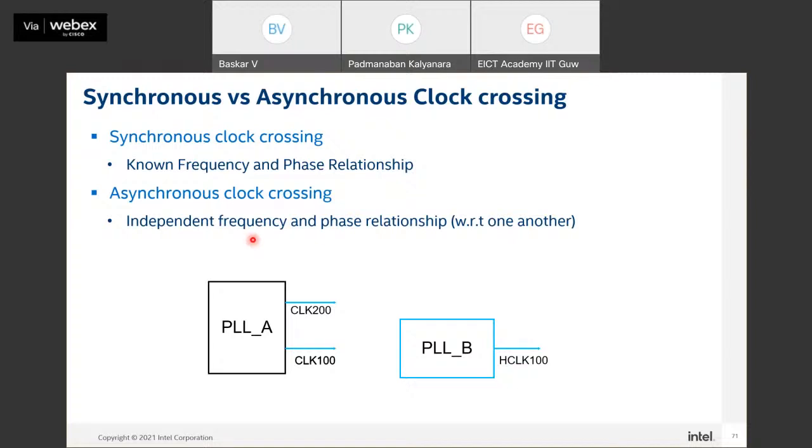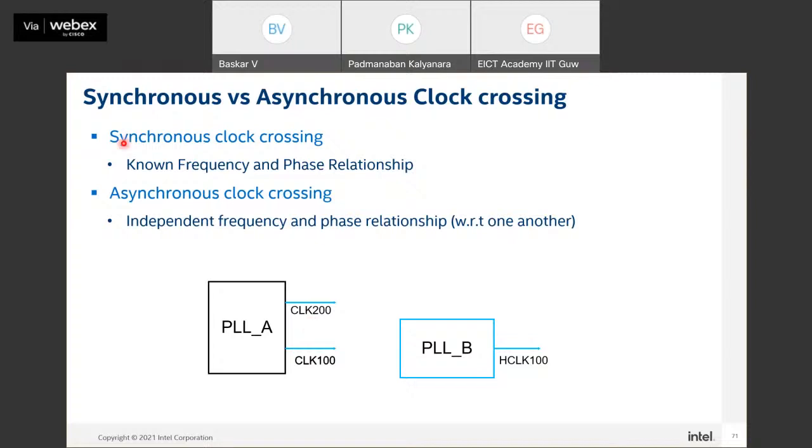So what can we call synchronous? From PLLA we have one clock output which is 200 megahertz, and another clock output which is 100 megahertz. I can say these two clocks are synchronous, though the frequency is different, because they are originating from the same source PLL. Basically, the root is the same. The only thing is the frequency difference is 1:2. This one's frequency is 200 megahertz and this one's frequency is 100 megahertz. So if you know the clock and phase relationship between two clocks, then it can be called a synchronous clock crossing.